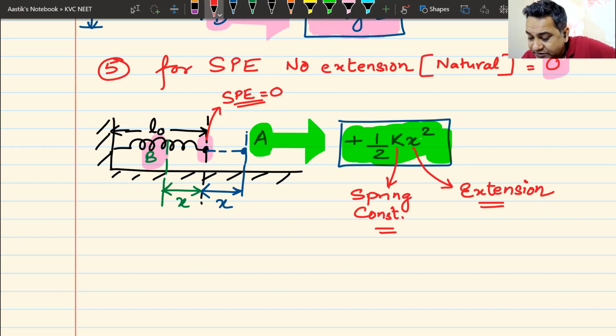I'll give you a minute. Can you now tell me, looking at what the answer was there, what will be the spring potential energy at point B? I'll give you a minute to think about it.